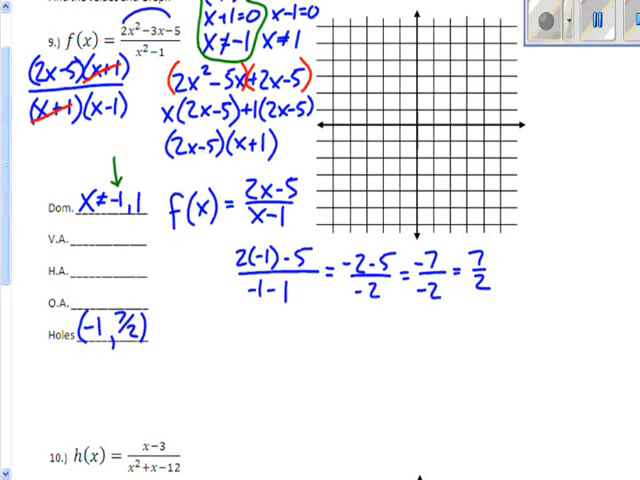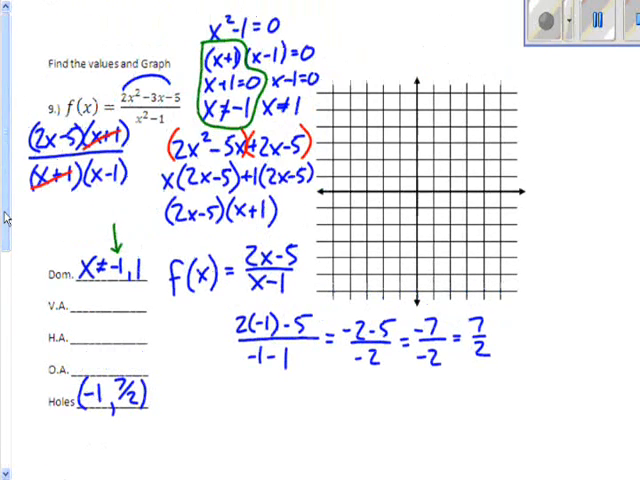So the next one, if I look at my next restriction, the next restriction came from the x minus 1. And the x minus 1 is still in my function. Okay? It's still part of this function. Since it didn't get canceled out, that's my vertical asymptote. So that's the x equals positive 1, because that factor is what gave me this other restriction, the x equals 1.